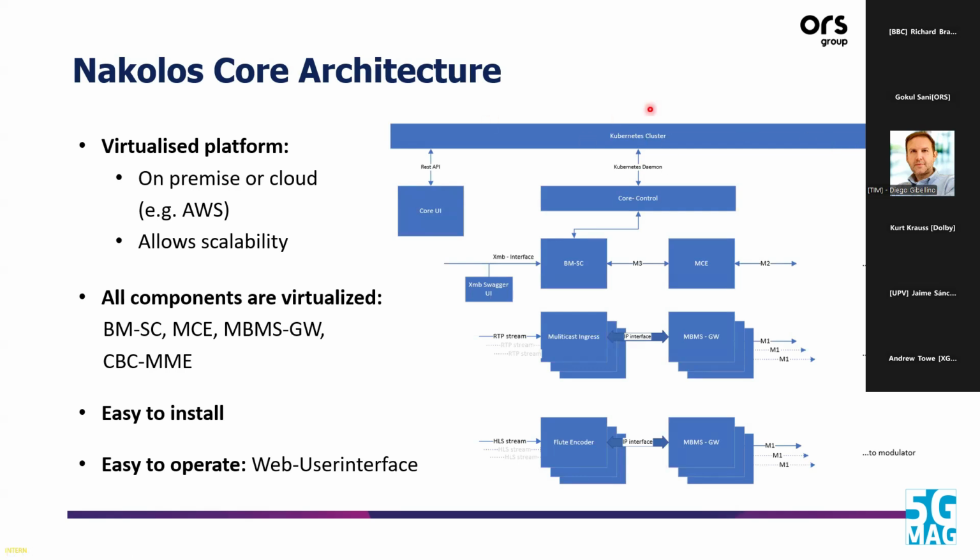There is a Kubernetes cluster, then there is a kind of a control, let's say, entity or a pod, and then you have a BMSC, an MCE, and then for the ingress, you have for each service its own MBMS gateway. And depending on the input, it's a multicast ingress or it's a FLUTE encoder and so on. So that's the high-level architecture, I would say. And there's also for the user interface our own pod.